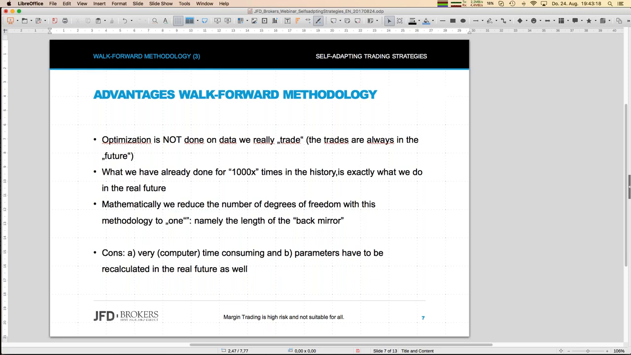The other disadvantage, you may say it's a disadvantage, but I don't think so. Those parameters have to be recalculated in the real future as well. Yeah. So, you know, markets change, but our parameters will change as well. Automatically, since we do that recalculation in the same way we have done it for the last maybe 15 years. So it's not a new story. It's the same story. And we do exactly the same.